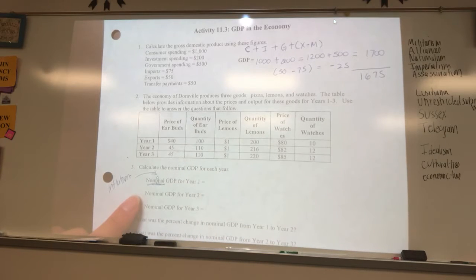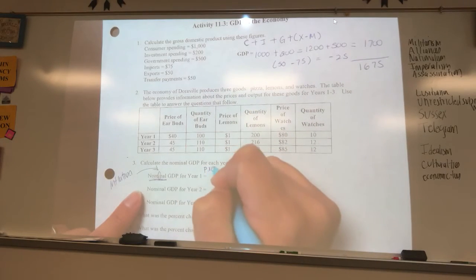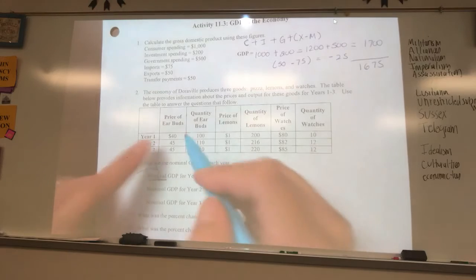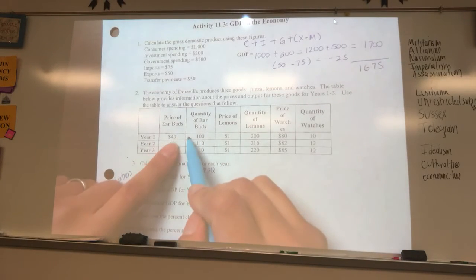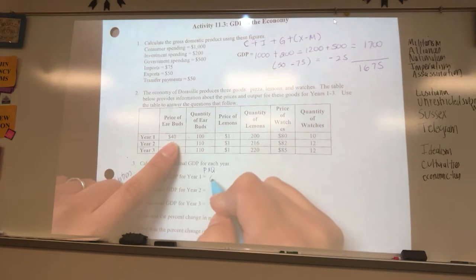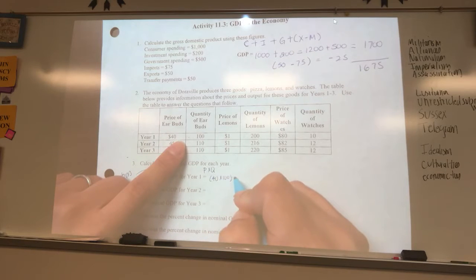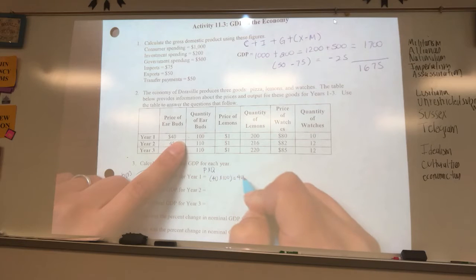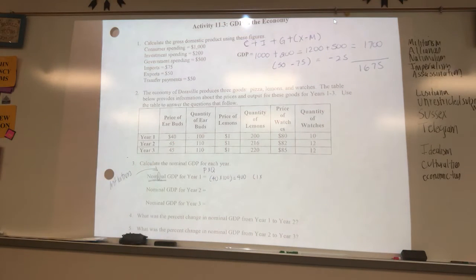So to calculate nominal GDP, all we do is we take the price times the quantity, right? So if I look at this first one, for year 1, they're gonna have the price for earbuds is $40, right? Times how much they sell is 100, so what does that give me? 400. I now look at the next item, right? Lemons. They sell a lemon for $1 times 4,000. Sorry. Okay, there we go.